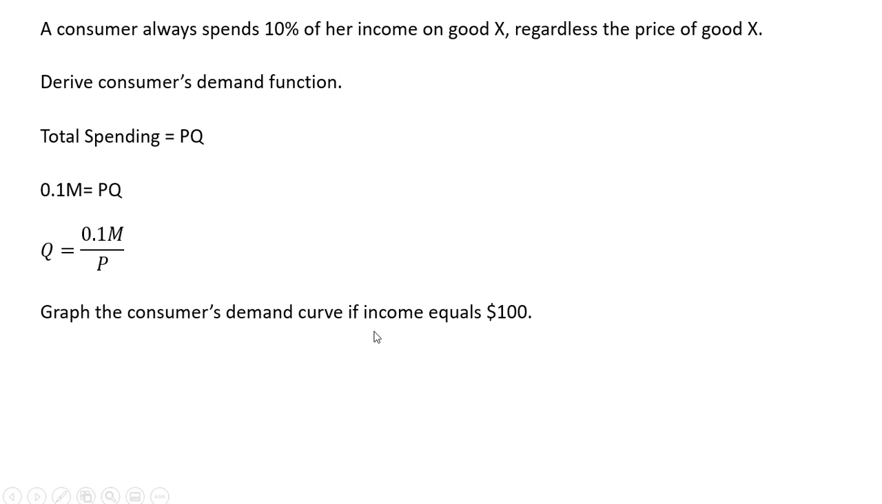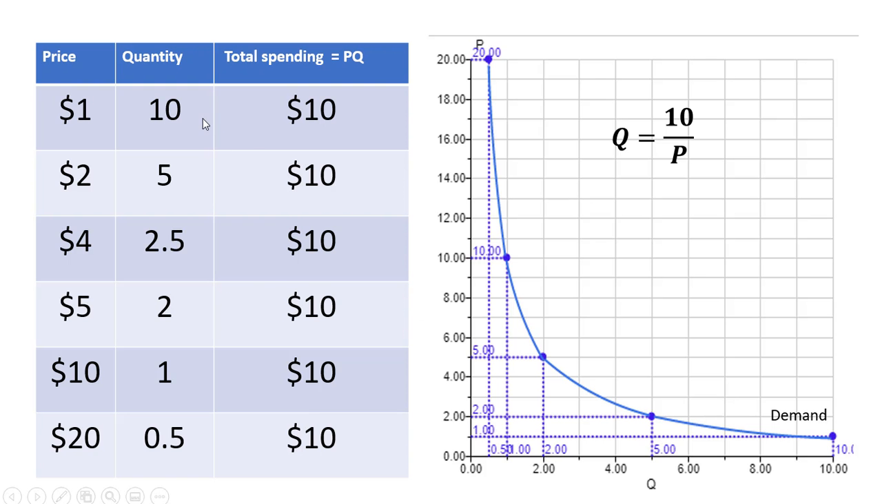To graph the consumer's demand curve, let's say income equals 100, so we set M equal to 100. Then the demand equation will equal 10 divided by the price. Graphing that demand equation, just putting in various values for the price. If P is 1, quantity is 10, and the consumer spent $10. If P is 2, quantity is going to be 5, just 10 divided by 2. Once again, the consumer spends $10, 2 times 5, and so on. Plugging in various prices and getting the corresponding quantity, and now plotting some of those points, we have a nonlinear demand curve.